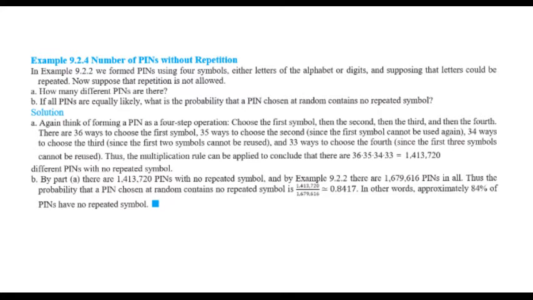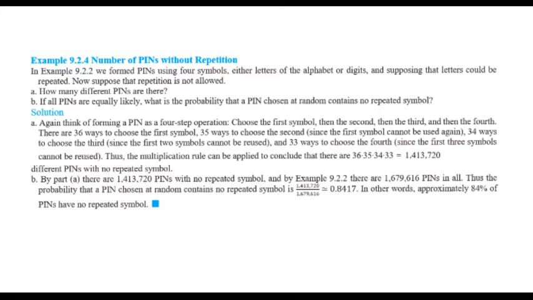as a 4-step operation. In the first step, you have to choose the first symbol, then you choose the second, then you choose the third, then you choose the fourth. There are 36 ways to choose the first symbol. That's obvious, right? Because when you are choosing the first symbol, there's no restriction. But when you are choosing the second symbol, you have only 35 ways. Why? Because the first symbol cannot be used again.